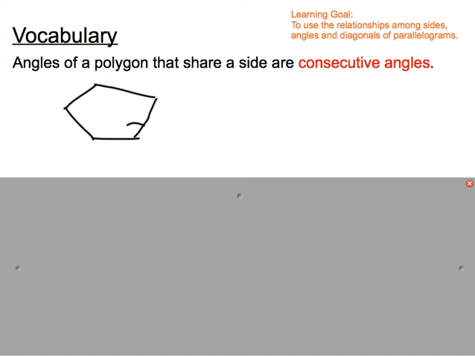If we look, this one and this one share a side, they share this side right here, and if you think about them clockwise or counterclockwise, we can see that they fall right after each other. So that's why they're called consecutive angles.